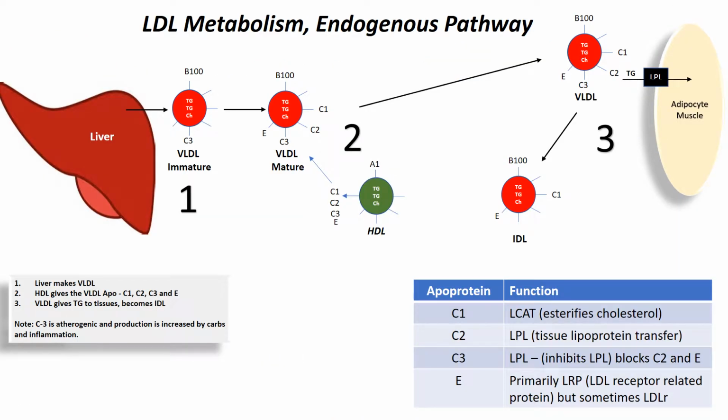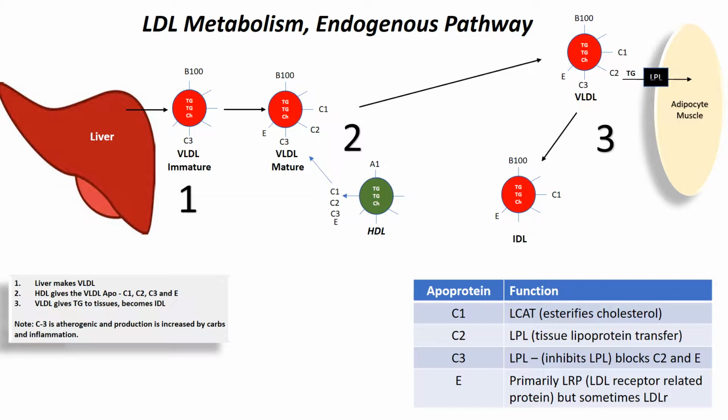So that was the exogenous pathway, and that was metabolism of lipids that we consume or eat. But the body produces a lot of lipids, primarily in the liver, and that's the endogenous pathway. So let's talk about the endogenous pathway. And it all starts with the liver.